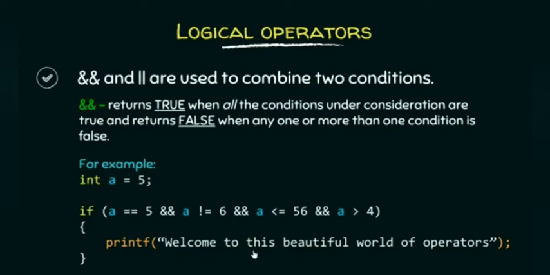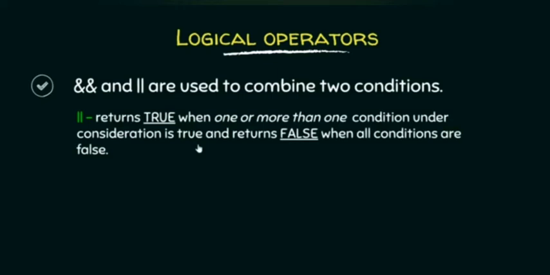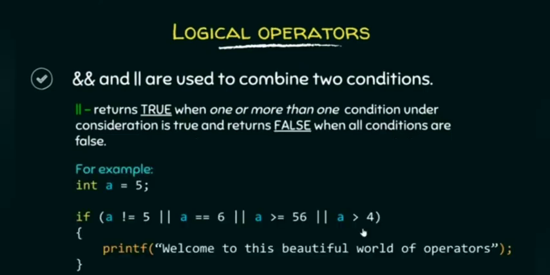Now what happens when we use the OR operator instead of the AND operator? OR returns true when one or more than one condition under consideration is true. Please note this down. Even if only one condition is true, OR returns true, and OR returns false only if all the conditions under consideration are false. Let us consider one example.